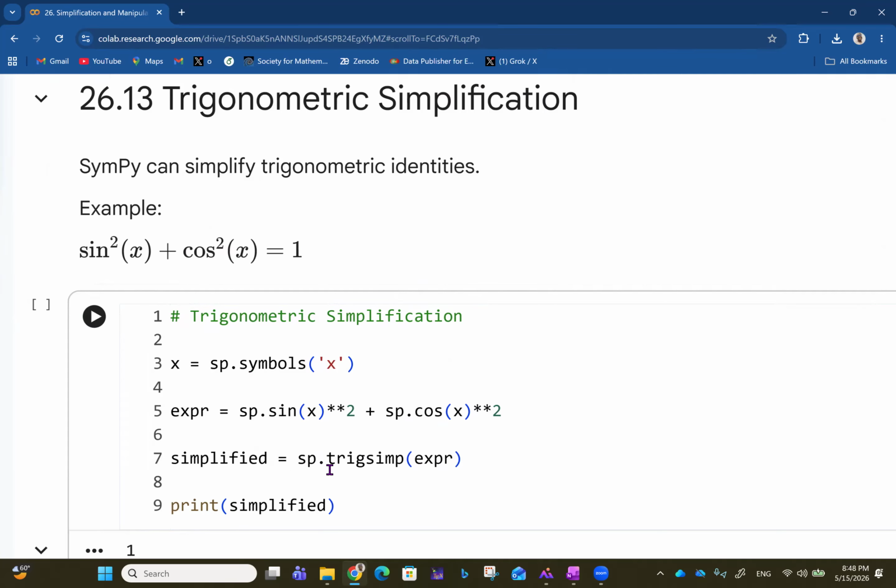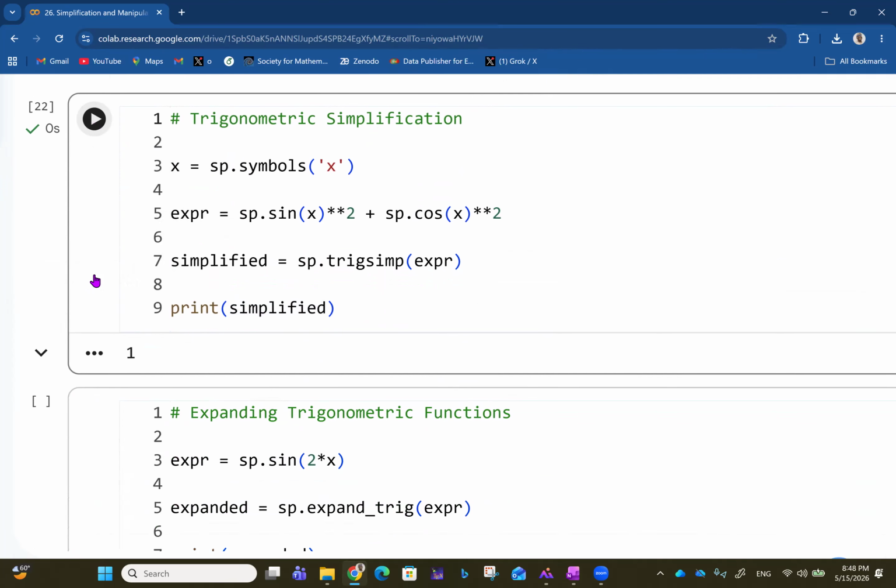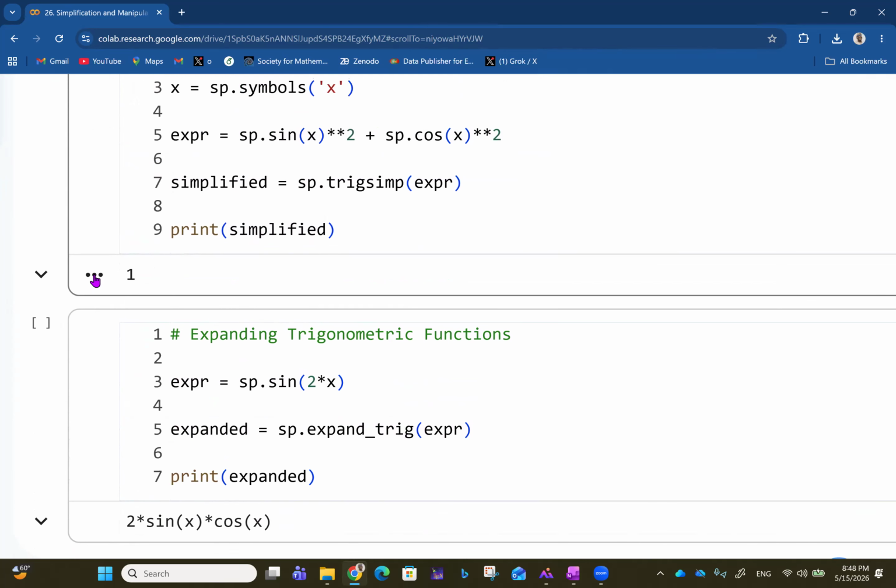So simplified, you have sp.trigsimp of the expression, and if you simplify that, you get 1 right here. I think we've seen this in every video since I started talking about SymPy. So, expanding trigonometric functions now.